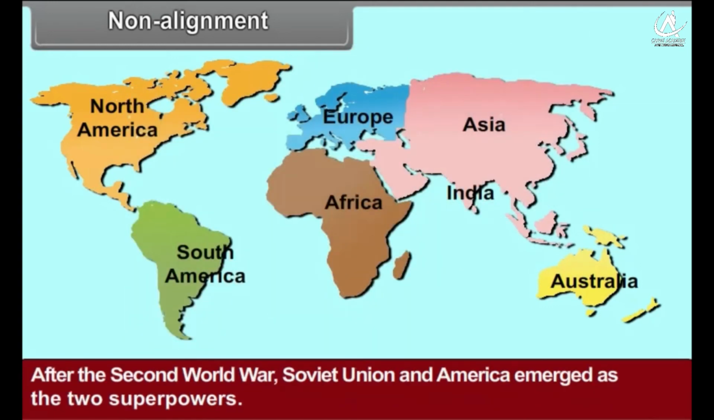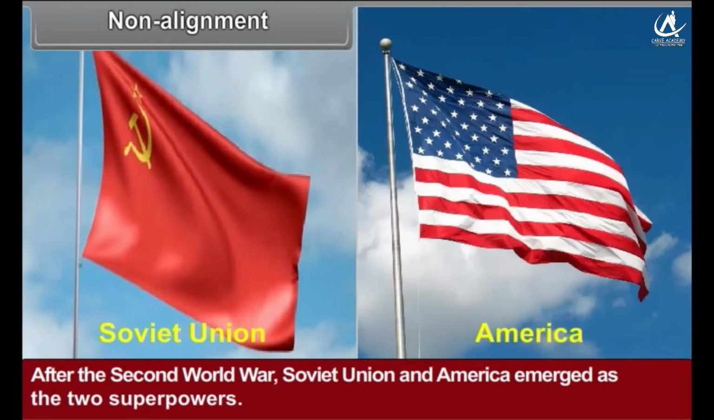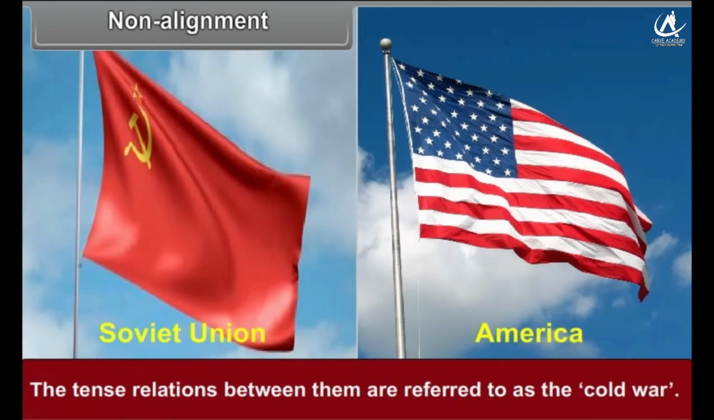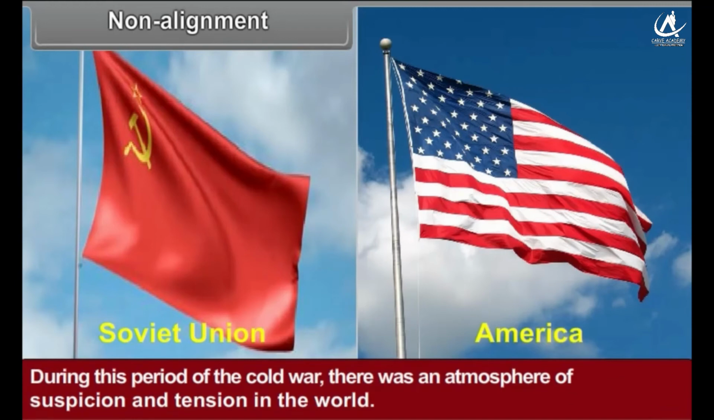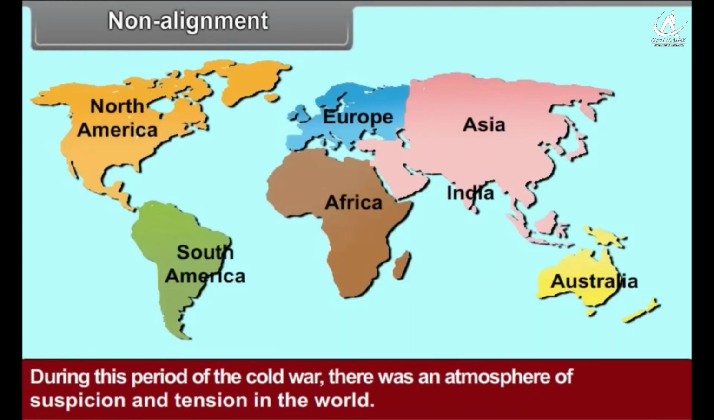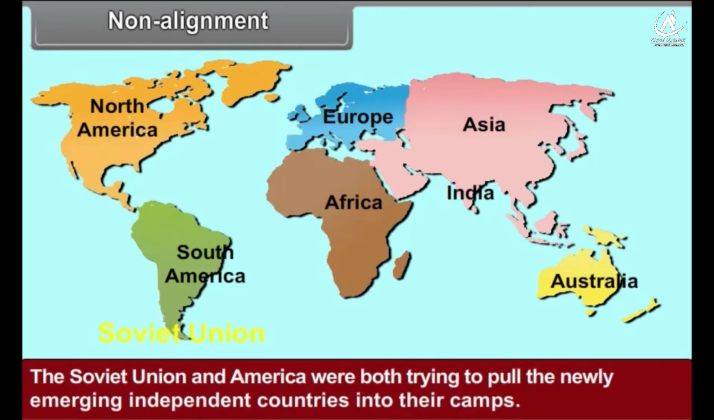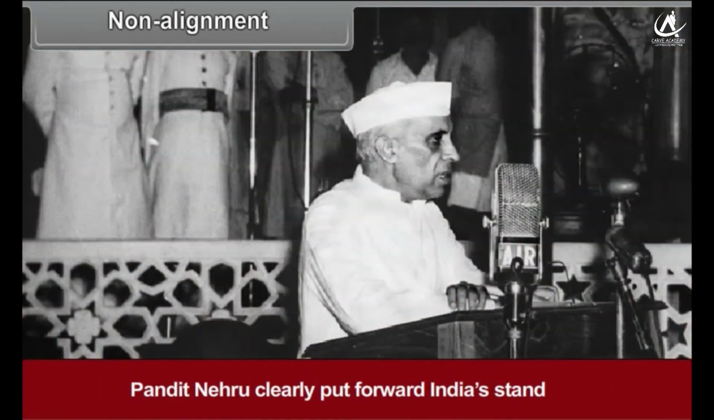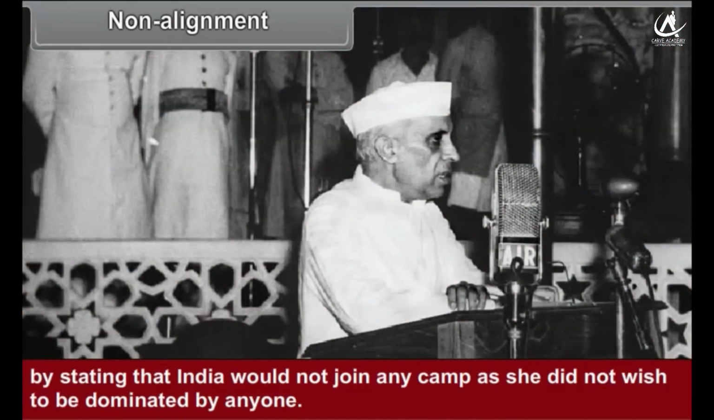After the Second World War, Soviet Union and United States of America emerged as the two superpowers. The tense relations between them are referred to as the Cold War. During this period of the Cold War, there was an atmosphere of suspicion and tension in the world. The Soviet Union and the United States of America were both trying to pull the newly emerging independent countries into their camps. Pandit Nehru clearly put forward India's stand by stating that India would not join any camp as she did not wish to be dominated by anyone.